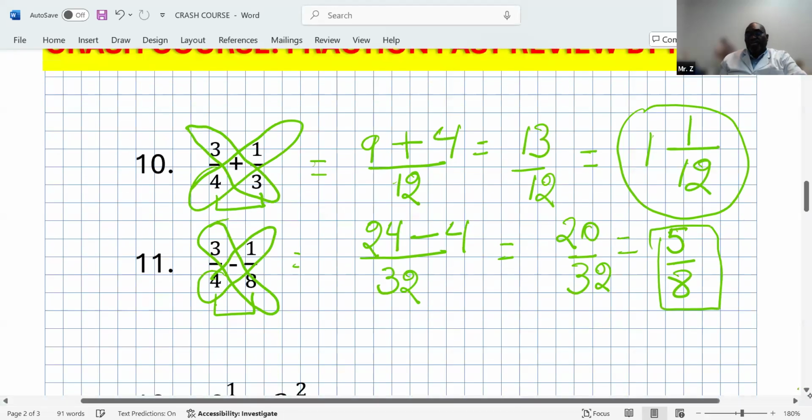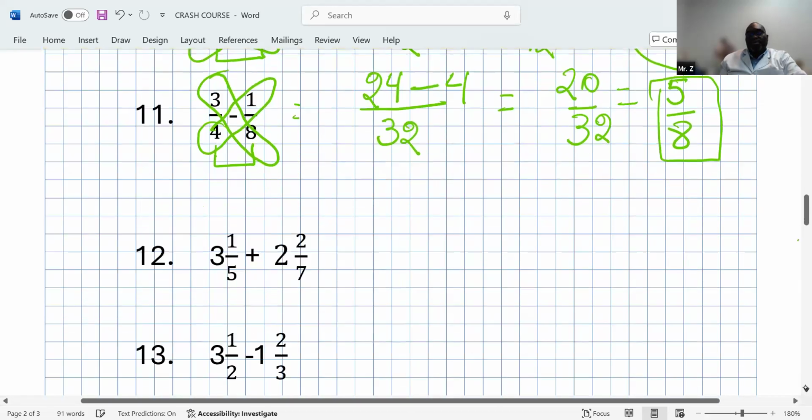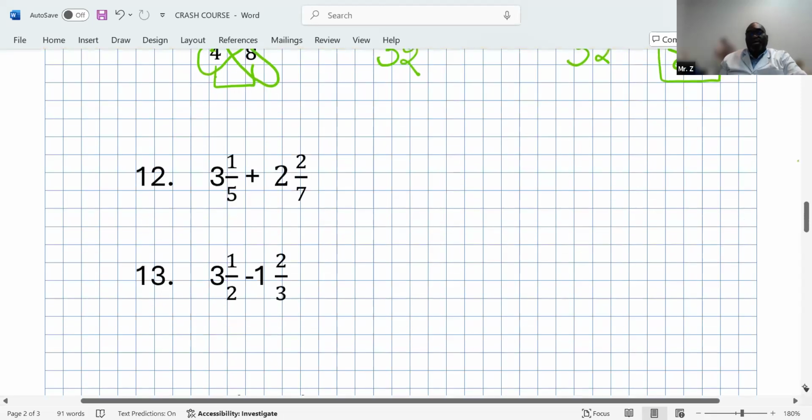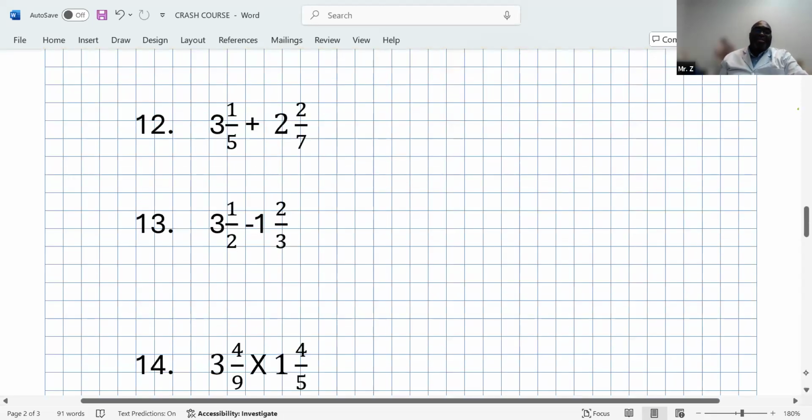Let's look at number 12. So number 12 right here, we're gonna add the mixed number. There are so many rules as well as to add the mixed number. So the best way you can break it, you can change it as an improper fraction. This is what we're gonna do. So let's go ahead, change that as an improper fraction.